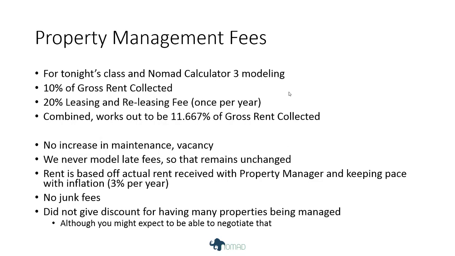All right, so for tonight's class, and for what I modeled in the Nomad Calculator 3, I've assumed the fees we're talking about are 10% of gross rent collected. I think that is a pretty middle-of-the-road cost for property management. You can probably find some willing to do a little less and some charging a little more. But basically, it's 10% of the gross rent collected, plus every time they lease or re-lease the property, they charge a 20% leasing fee. That works out to be, in most cases, once per year. So if you add this and this, the amount you're really paying is 11.667.